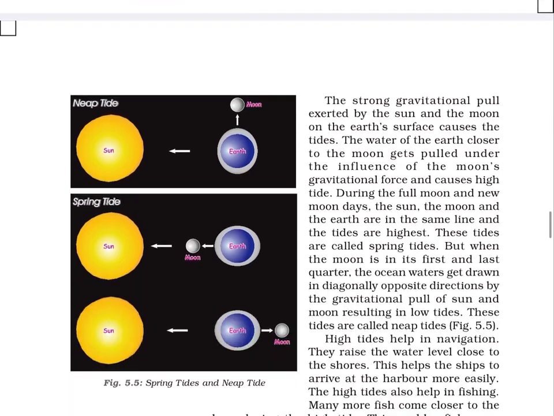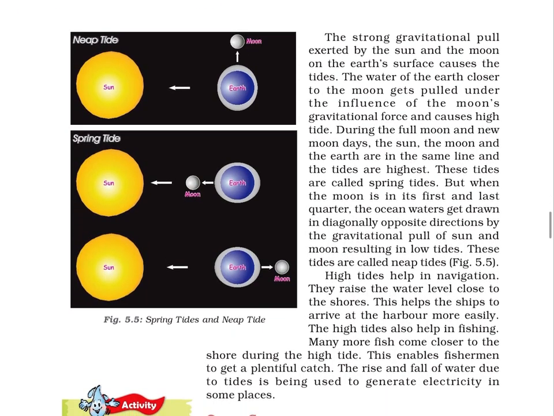Page 36. The strong gravitational pull exerted by the sun and the moon on the earth's surface causes the tides. The water of the earth closer to the moon gets pulled under the influence of the moon's gravitational force and causes high tide. During the full moon and new moon days, the sun, the moon, and the earth are in the same line and the tides are highest. These tides are called spring tides.